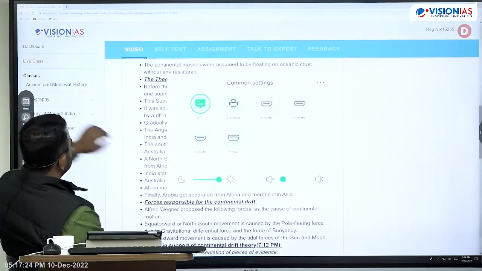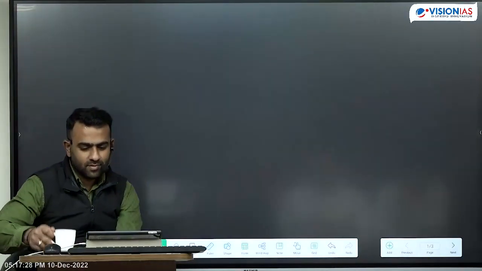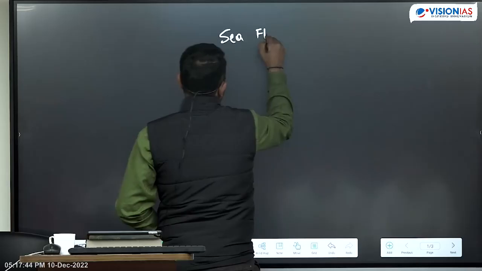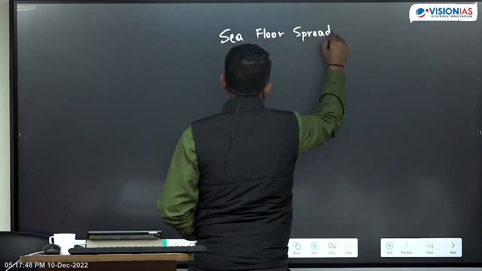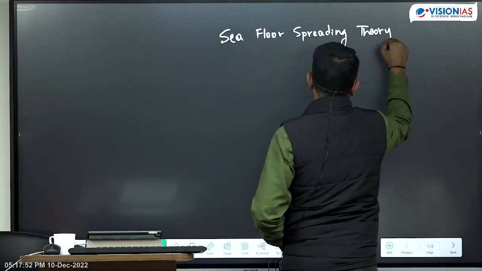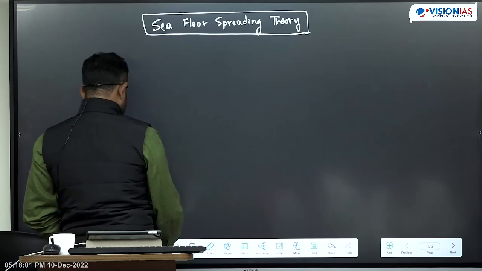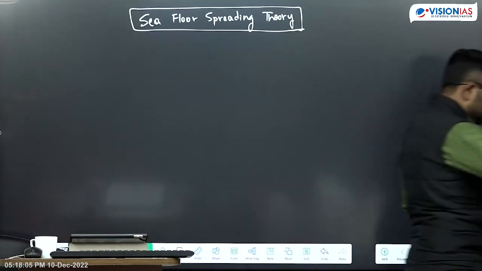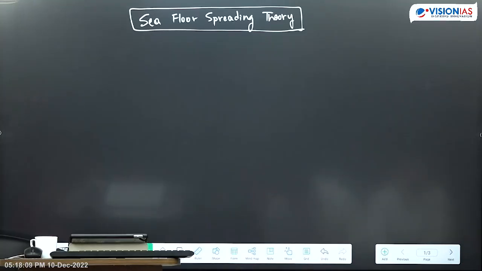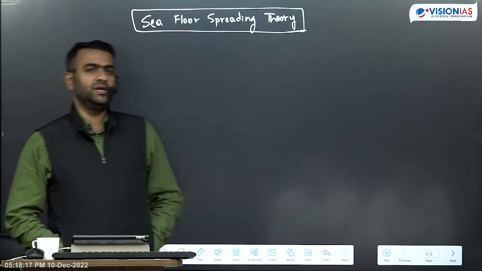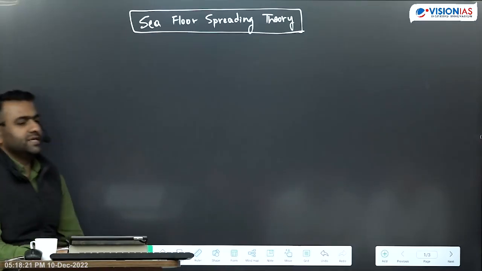Okay, let's move on to the next, sea floor spreading theory. See, the most important part, which we can say was the limitation of continental drift theory, is that Alfred Wegener did not know about the existence of mid-oceanic ridges.